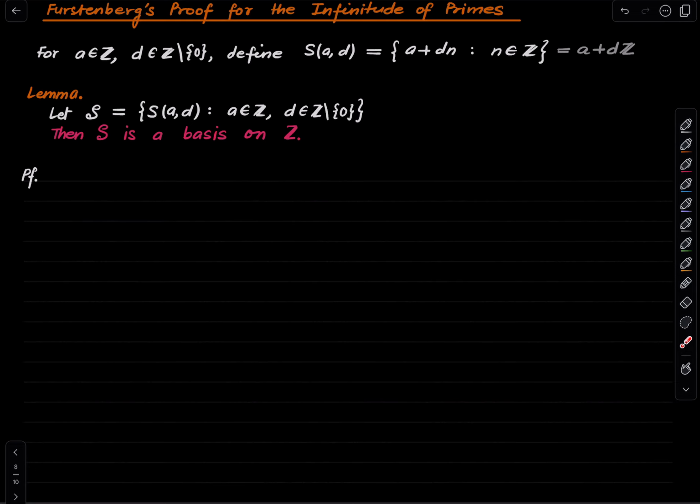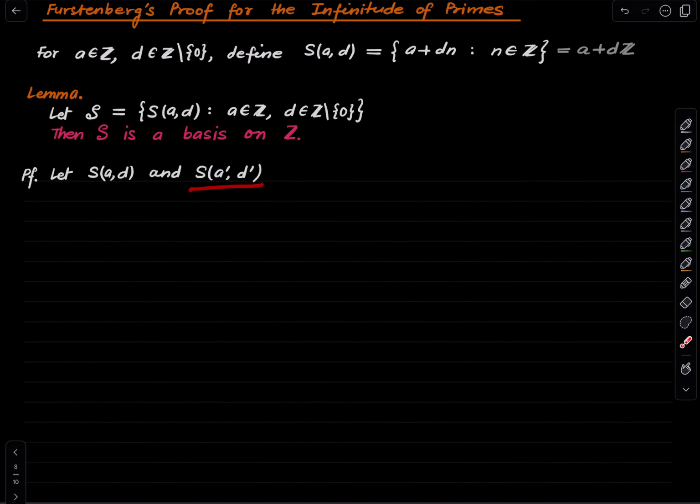And we just need to verify the second property. So let S(a, d) and S(a', d'). Well, I shouldn't be using primes. This is also called prime. This is a prime, but we are also talking about primes in completely different capacities. So let's not get confused.